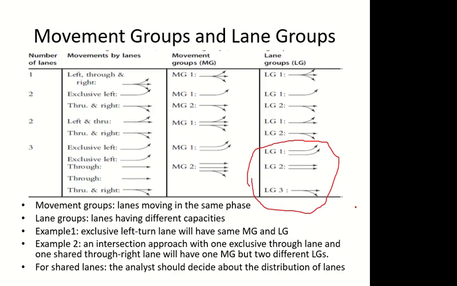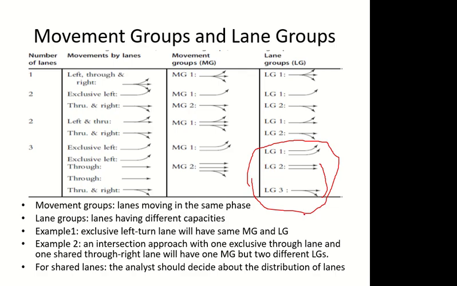Two, yes. We will have two movement groups because these will be in one movement group because they have a common movement. Okay, so although their capacity is changing, but because of the common movement, they will be in one group. So we'll have 3 lane groups and 2 movement groups.